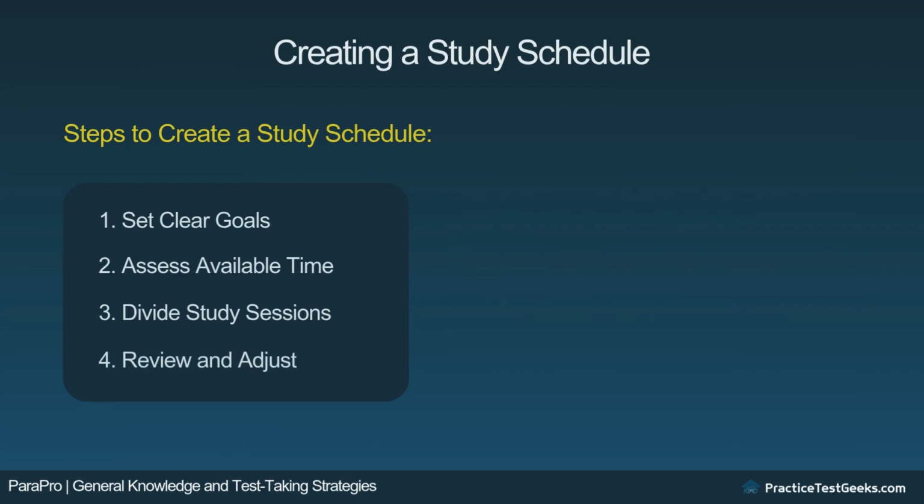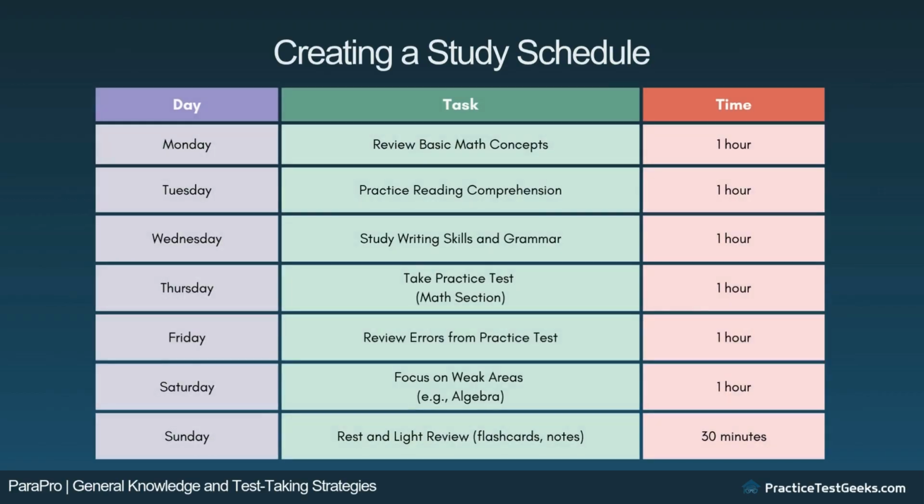4. Review and adjust. Regularly review your progress. If you find that certain topics need more time, adjust your schedule accordingly. Incorporate both active studying and passive review, like flashcards, practice tests. Here's the example schedule table.